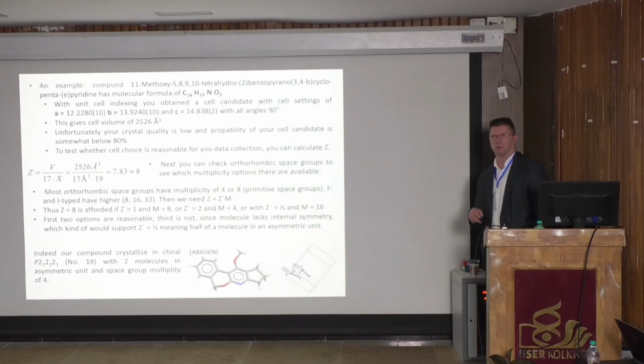Normally the computer program already tells you, okay, it seems that you have an orthorhombic cell now. And this calculation gives you the volume of 2,526. But our data was not very good, and the program tells you that you might be only 80% correct with the unit cell.